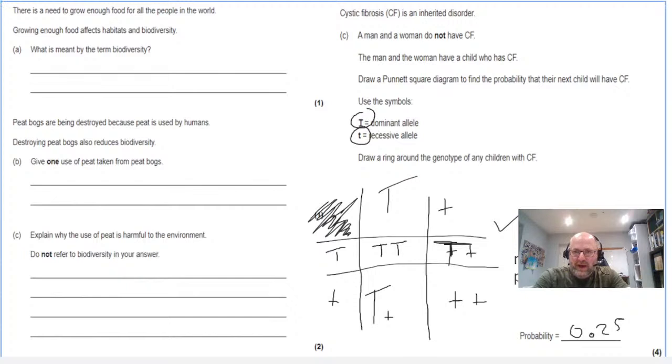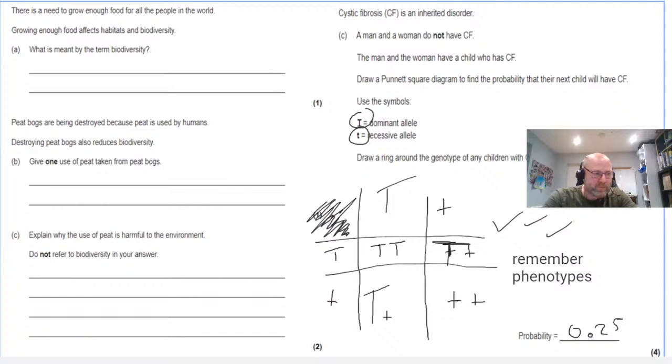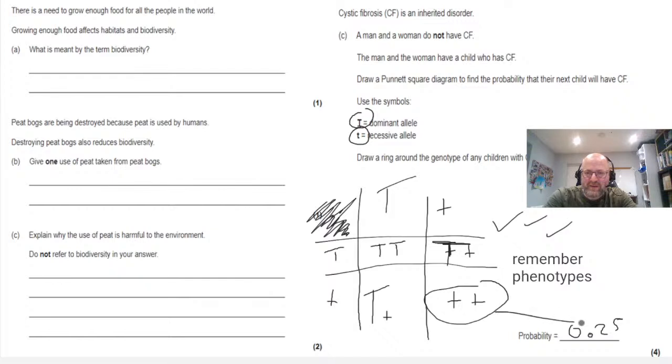Ooh, I need to move my camera. Remember the phenotypes, yeah? Put the ring. That's it. Ring that one. You point out that that is that, because the examiner might say, well, big T is 25%. You thought it was that. I'm not giving you the mark. Even better if you can just write, this person has cystic fibrosis. Now the examiner knows this student knows that's the one with cystic fibrosis, rather than just being unsure. Right, let's check out another one.